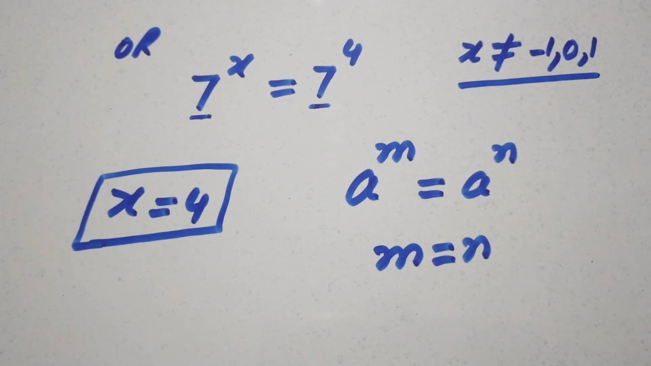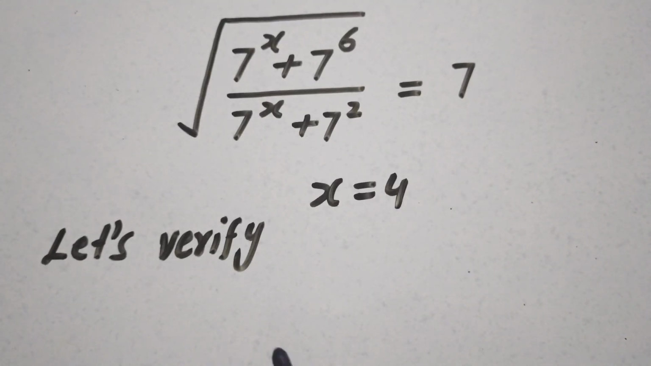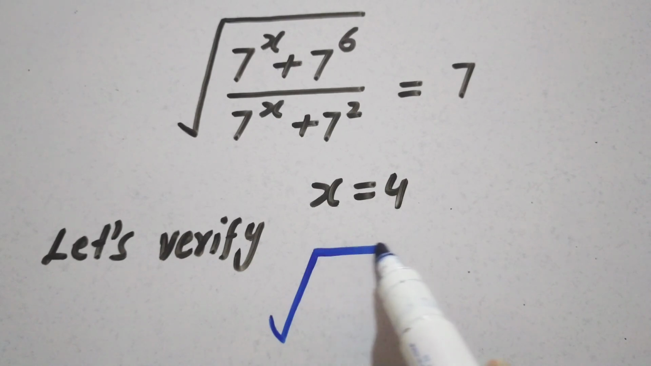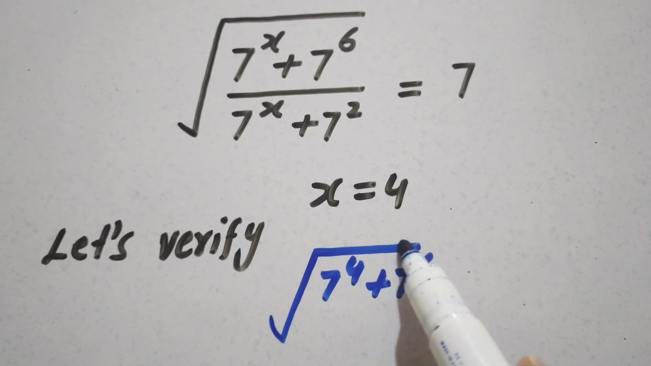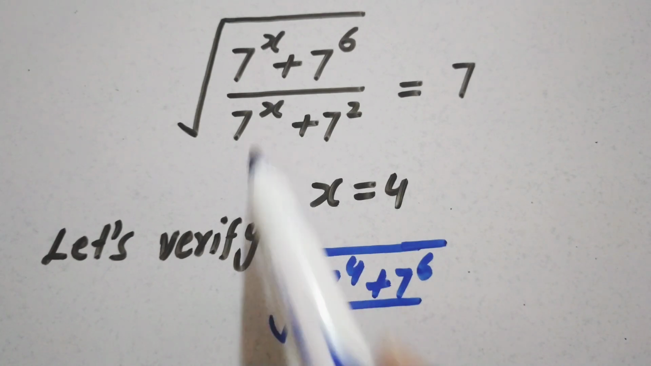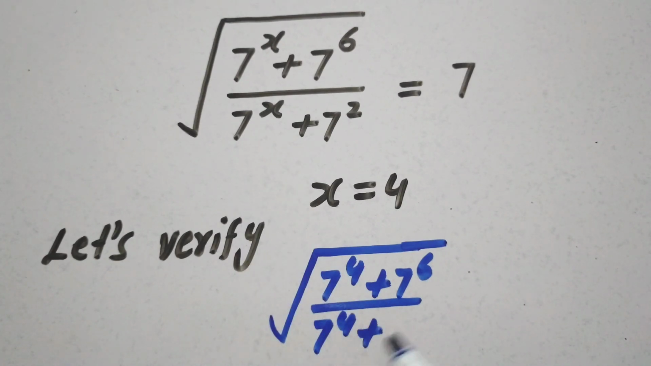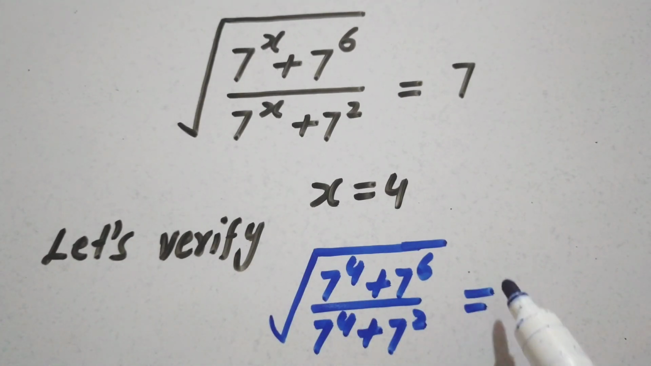Now let's verify whether this value of x is valid or invalid. Now by using the value of x, this will be square root of (7^4 + 7^6) divided by (7^4 + 7 squared), whether it is equal or not equal to 7.